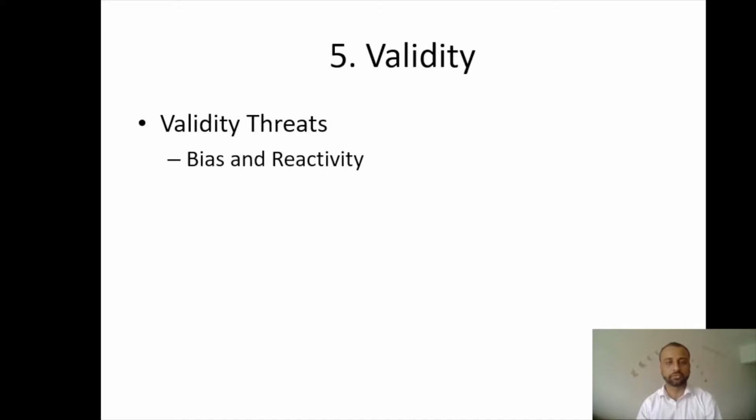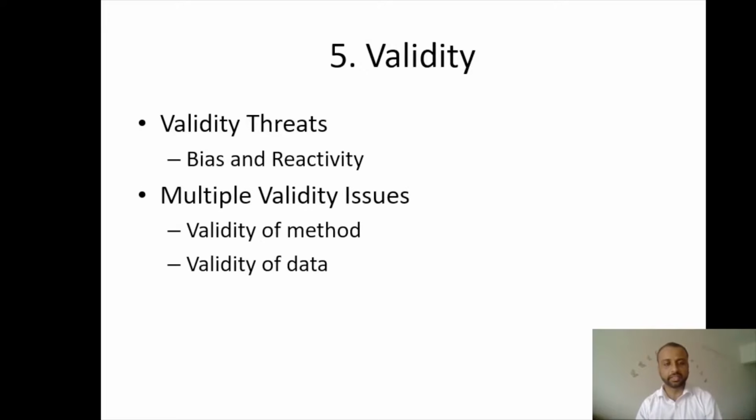If I go out to the field and start observing things, you will find people will try to show socially desirable behavior maybe, or people will behave a little more consciously. So reactivity brings consciousness and bias is the personal prejudice. So you need to minimize both. So how do you minimize both? It is through validity. So validity includes validity of the method that you are using and validity of the data. Validity of the method can be strengthened by using a technique called triangulation. We'll talk about it.